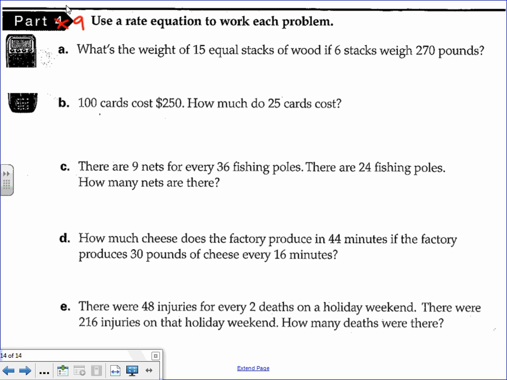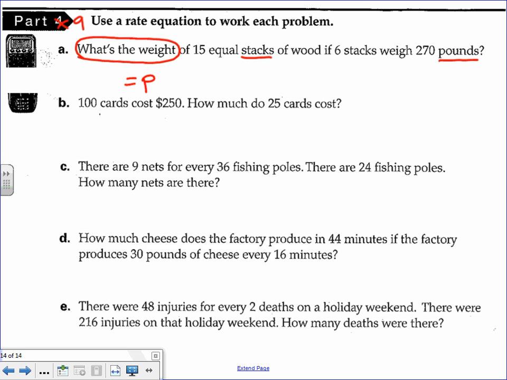So I'm going to identify my two units here. And I see that they are stacks and pounds. And the next thing I'm going to do is decide which one answers the question, what's the weight? Okay, so what's the weight? That would be answered in pounds. So I know that my equation has to equal P for pounds.